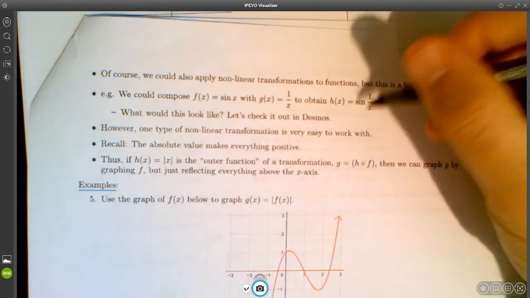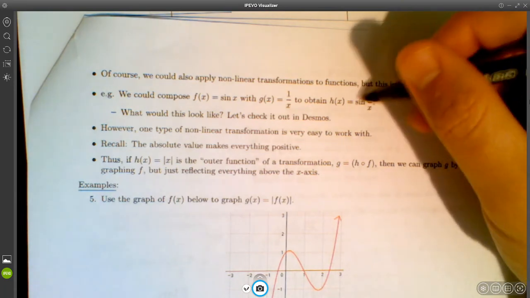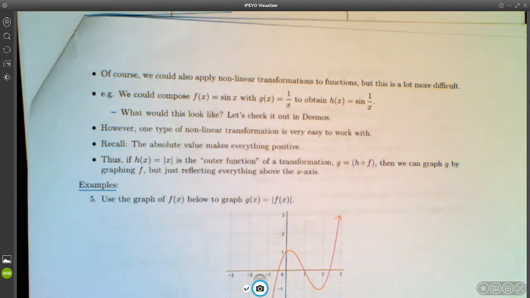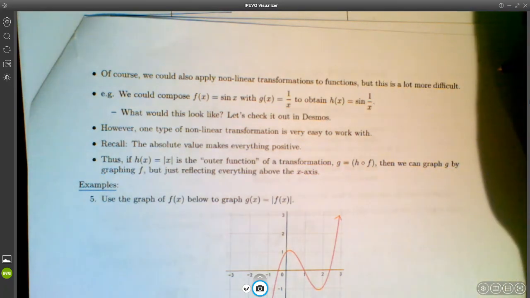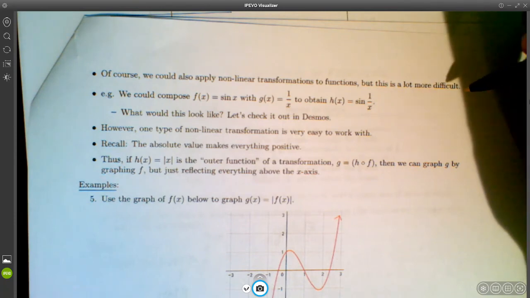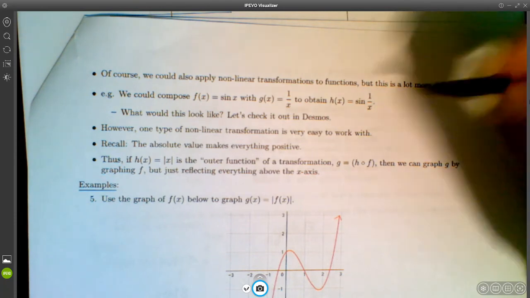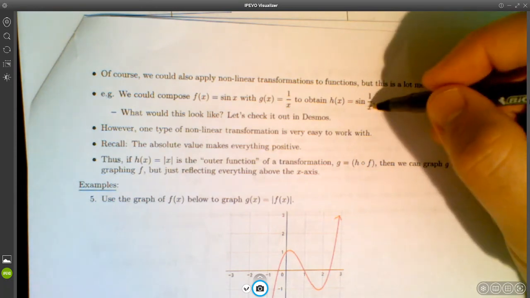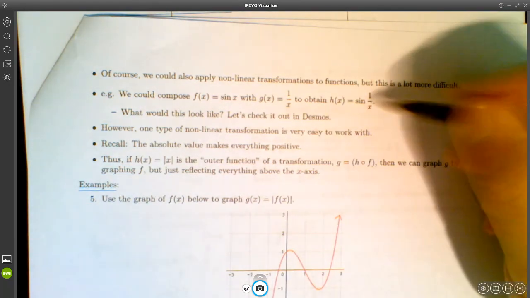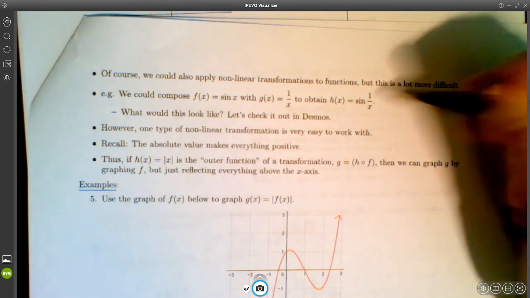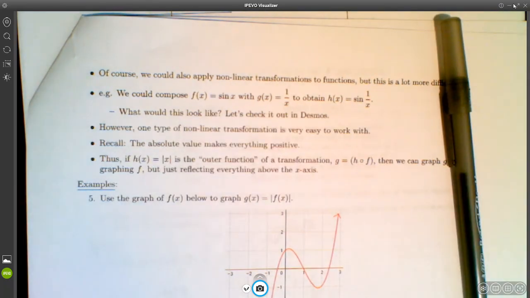I think as x gets really large, sine of 1 over x is probably going to get closer and closer to 0. As x gets really, really close to 0, though, this is really interesting. As x gets really close to 0, this number is going to get bigger and bigger and bigger. You're going to see this thing alternate a bunch the closer x gets to 0. Let's look at it in Desmos.